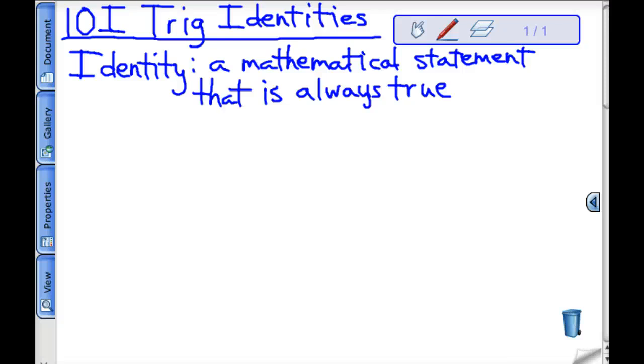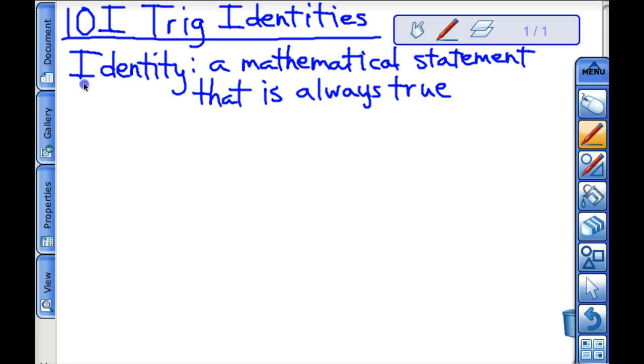In this video, we will look at trig identities and also at using trig like algebra in statements to simplify and solve things. I've written up a definition of identity. An identity in mathematics is not how you feel about yourself, but it's a mathematical statement that is always true.